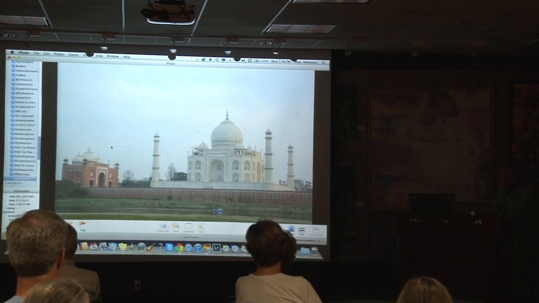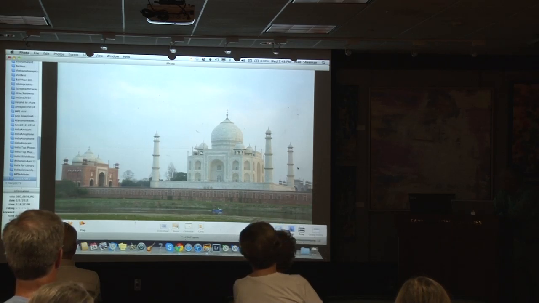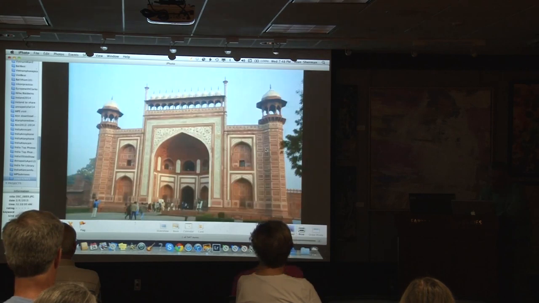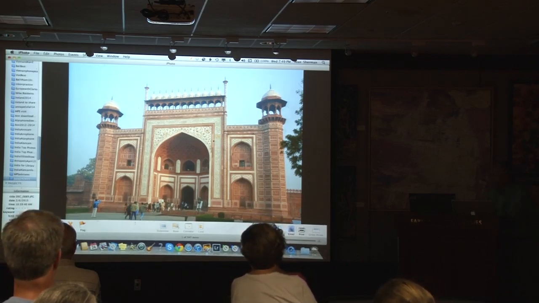You can see this building over here, and then there's another one that you can see over here, and then there's a third one over to the right. The three gates provide symmetry for viewing the Taj. We're actually going to go through; this is the main gate over here. And there is the main gate. It's got inscriptions in Arabic calligraphy up on the side here.